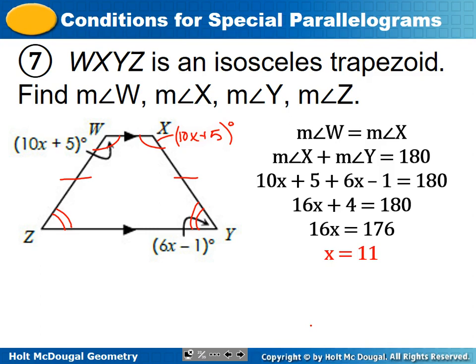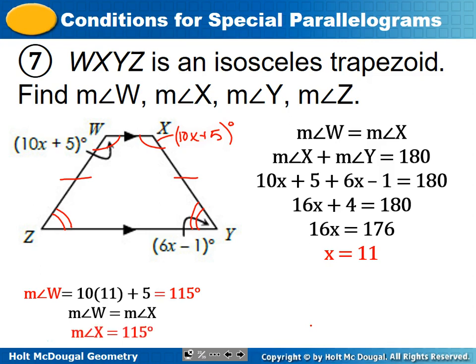Now what I need to do is plug it back in. So I'm going to plug it into the equation for W, which would be 10 times 11, that's 110 plus 5, that's 115. And then we know, obviously, that W is equal to X, so X is also 115. Going to plug that 11 in for angle Y as well, so that's going to be 6 times 11, that's 66, minus 1 is 65. And we know that Y is congruent with Z, so we know that angle Z is also 65 degrees.